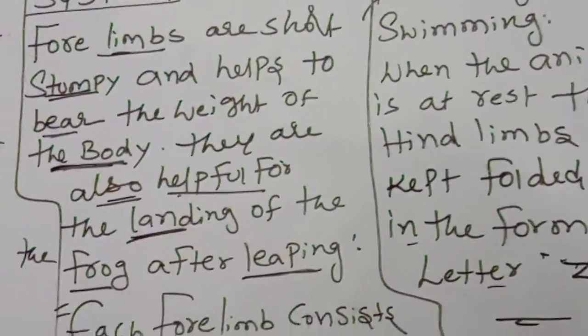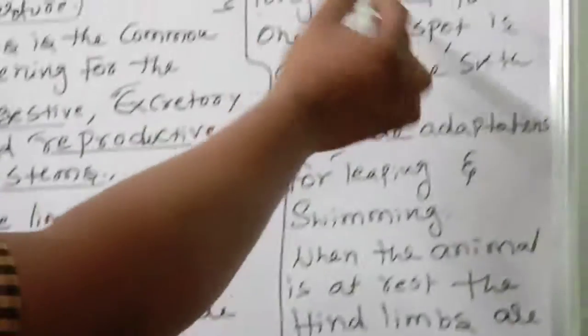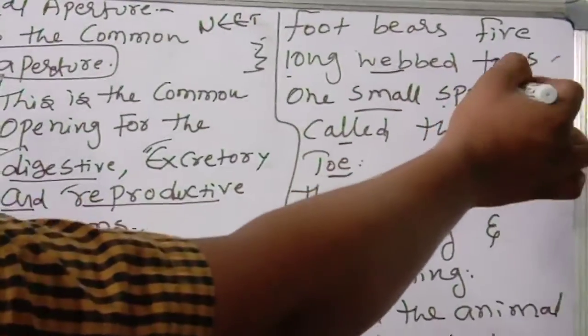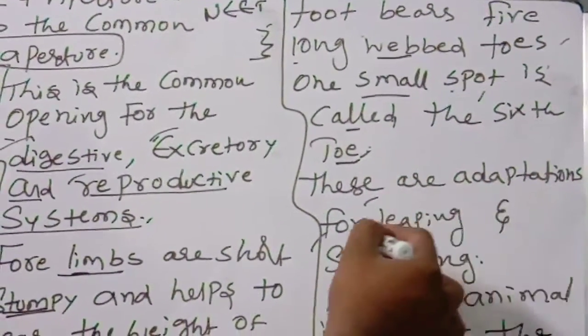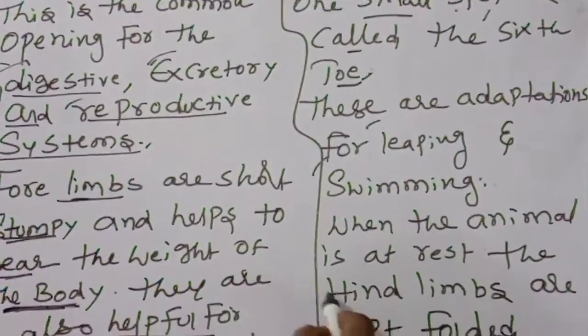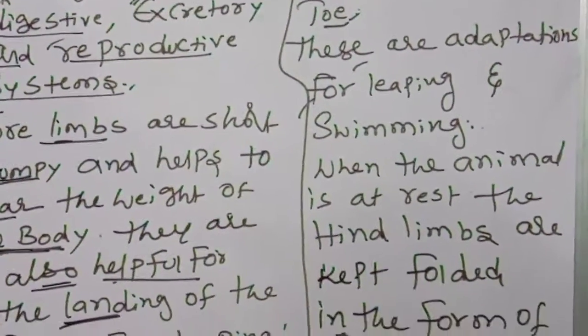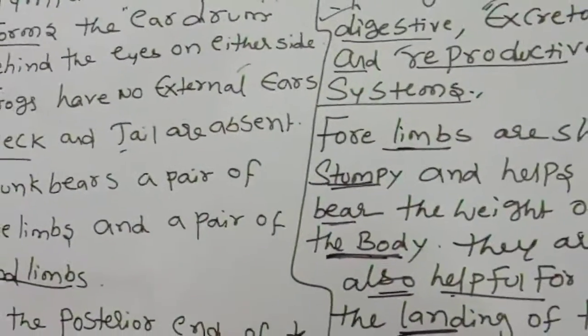Each hind limb consists of thigh, shank and foot. The foot bears five long webbed toes and one small spot called the sixth toe. These are adaptations for leaping and swimming. When the animal is at rest, the hind limbs are kept folded in the form of the letter Z. So these are the things you have to remember.